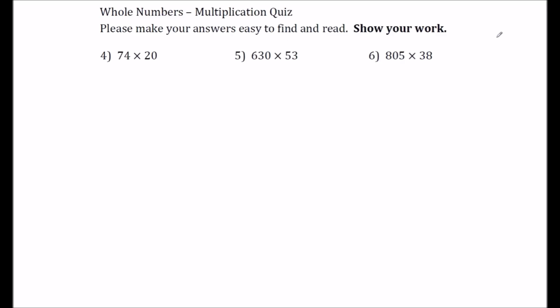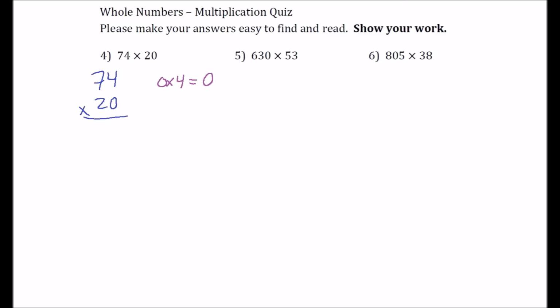Looking at number 4 here, 74 times 20. Let's rewrite that vertically. And now this is one to be careful. I don't know why. We're going to start with 0 times 4, and I just see so many students make the silly mistake that they say that's 4. But anything times 0, or 0 times anything, gives you 0. So that's what we got there.